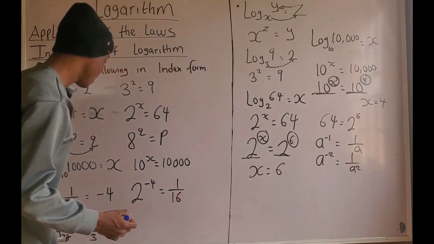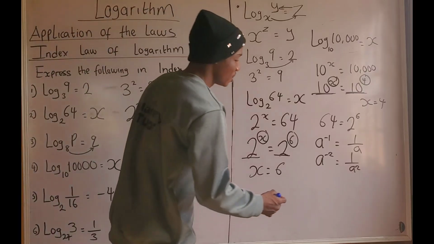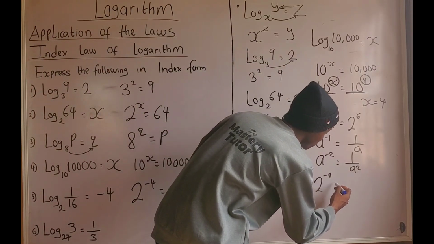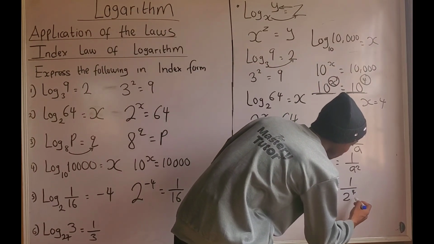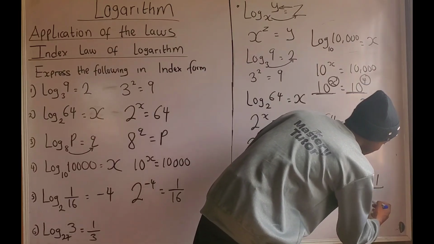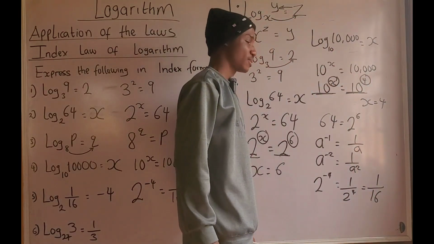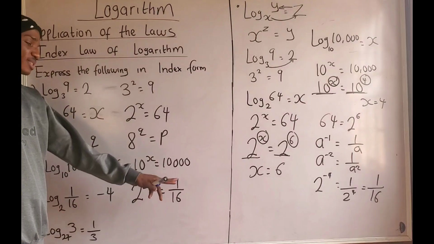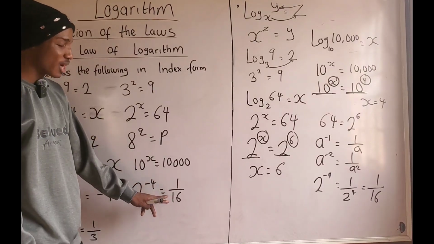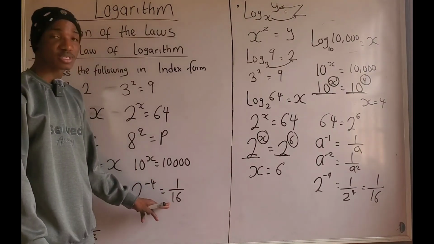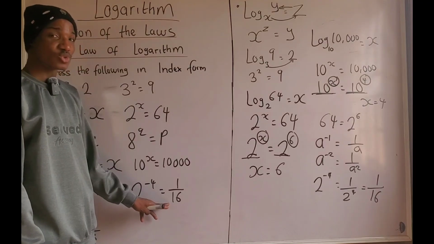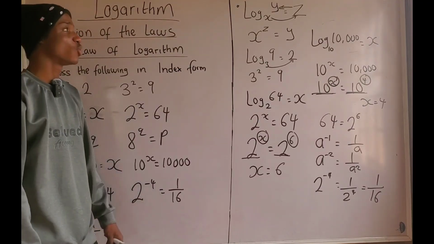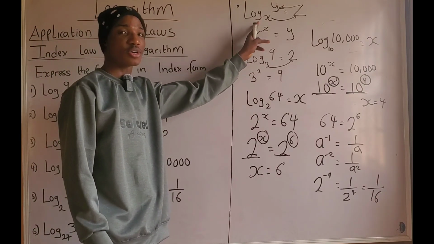Now, we are having 2 raised to the power of negative 4. That will be equal to 1 over 2 raised to the power of 4, and this will be 1 over 16, right? So you can see that 2 raised to the power of negative 4 is 1 over 16, and what we have at the right-hand side is also the same thing, 1 over 16. So that means this law is very true.